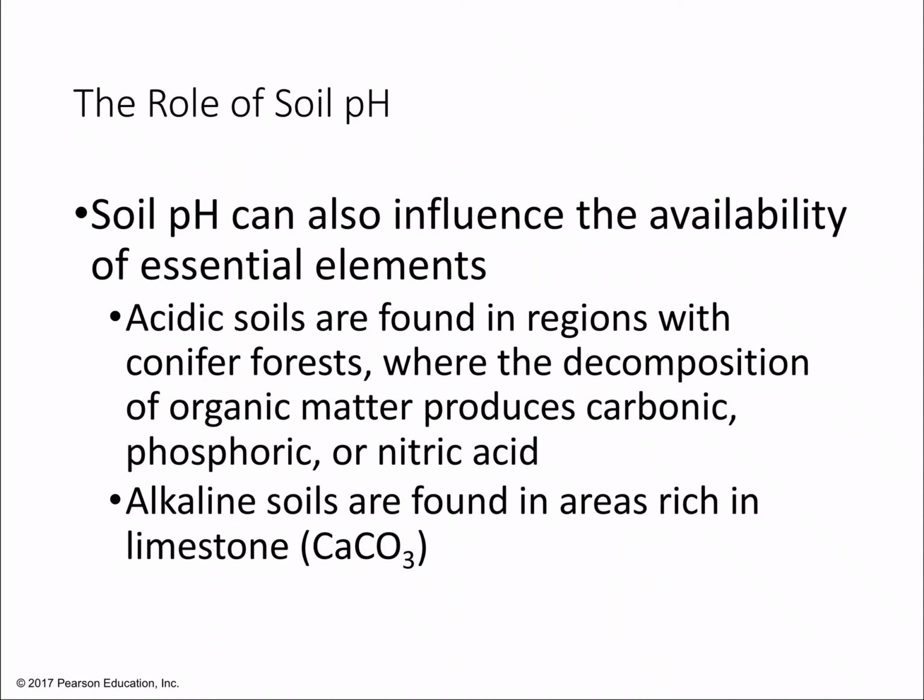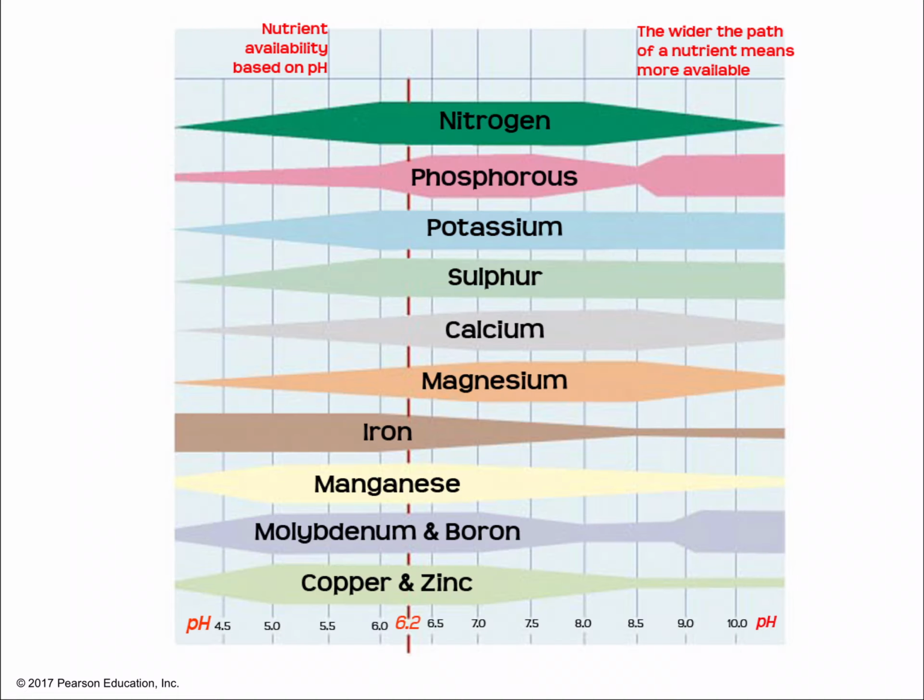So now we're looking at cycling of nutrients, and we'll talk about this, I think, in the final chapter of this semester. We'll talk about the carbon cycle, the phosphorus cycle, and the nitrogen cycle. We're going to touch on it here. And alkaline soils are found in areas that are rich in limestone, calcium carbonate. So we'll see this greatly affecting the pH and how available essential elements are.